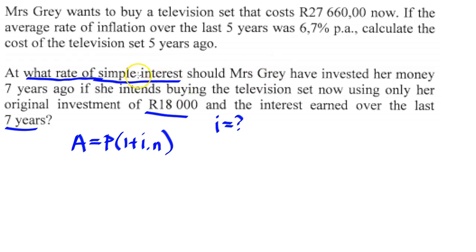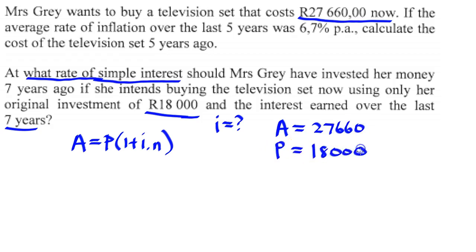So it tells us here that she wants to buy the television set now. So the price of the television set now is 27,660 Rands. Okay? So that's the price of the television set. And how much did she have 7 years ago? So that's 18,000 Rands. So therefore, A is going to equal 27,660 Rands, and the P value is going to equal 18,000 Rands, and our N value is equal to 7. That's 7 years ago.